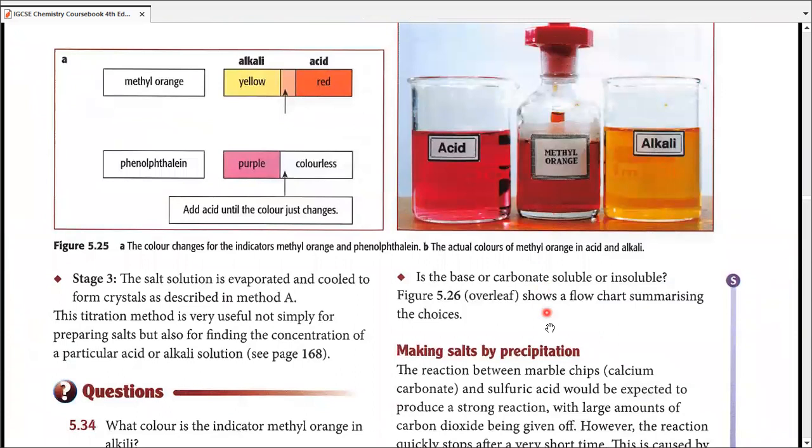In stage C, really, what we can do is that the salt solution can be evaporated for its water content, cooled to form crystals as described in method A. So stage 3 is similar to the crystallization process described in method A, which means the solution has already been formed. So you go ahead, you filter it up, you evaporate it, and then you finally try to get pure crystals. Fair enough.